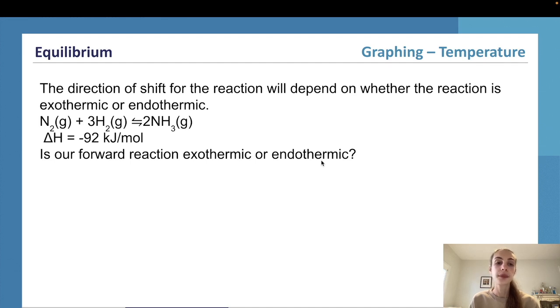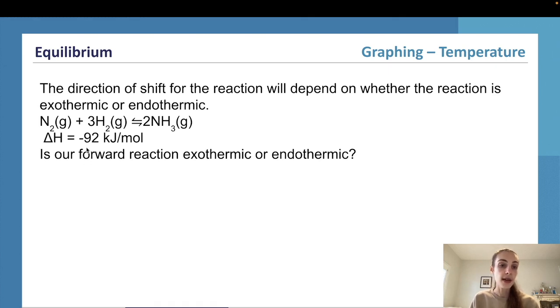And so what we can see with this reaction is that we've been given a delta H value. And this delta H value is negative 92 kilojoules per mole. And so because we can see that our delta H value is a negative, that means that there is heat being lost in the reaction. And so we can consider if heat is being lost in the reaction, it is being given off as a product. So you'd say that this is an exothermic reaction.